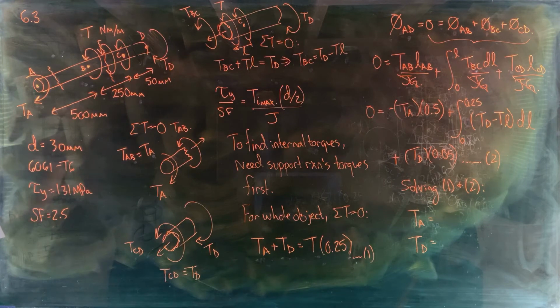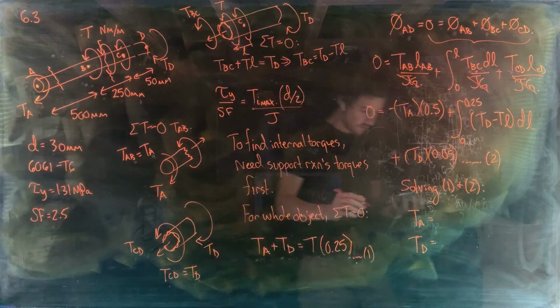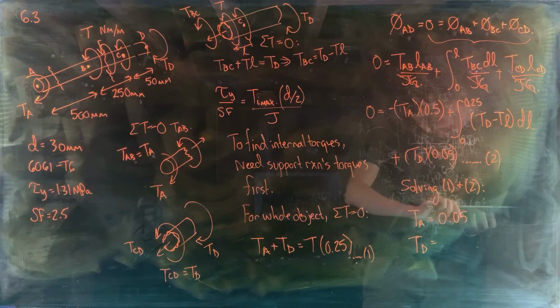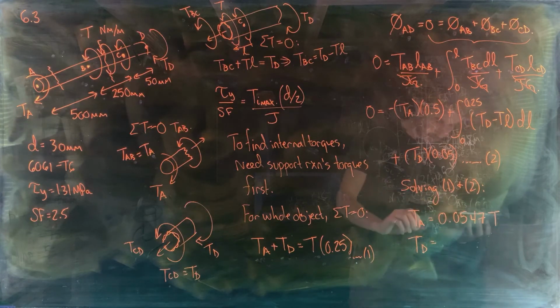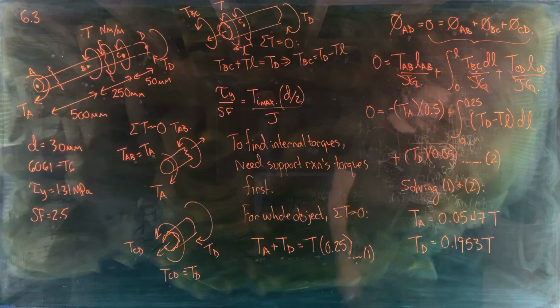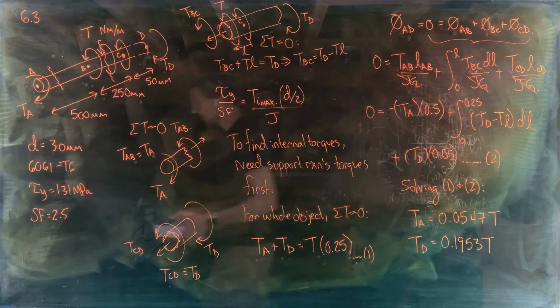All right, so what did I get when I did that? I got TA was 0.0547 multiplied by T, and TD was 0.1953 multiplied by T. Perfect.